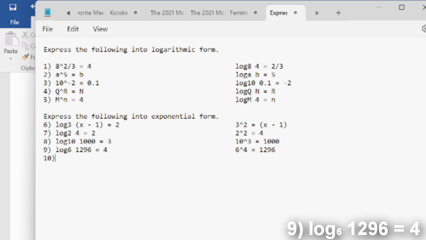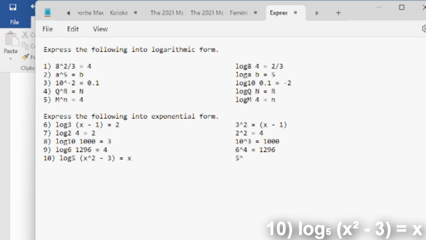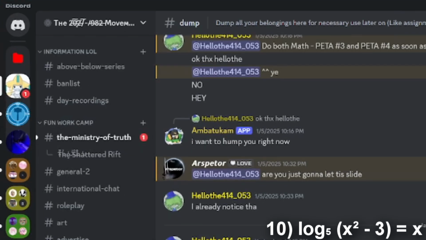And for the last one, it's the same as number 6, but I don't think that's gonna render a problem for me. So log 5 of the quantity of x squared minus 3 is equal to x. So 5 raised to x would equal x squared minus 3. I think I'm doing the right thing.